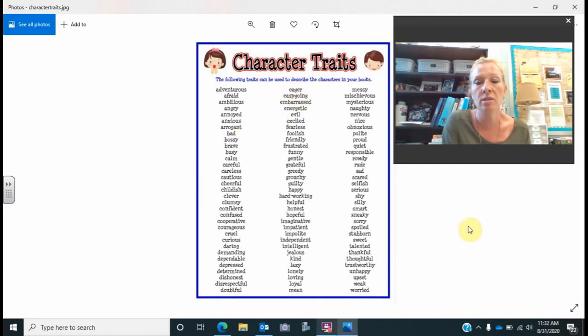Now, character traits are different than our feelings. So a feeling is how you feel like right then and there. A trait, however, describes our personality. So who we are most of the time. So I went through here and I was looking at some and I said, I'm pretty cheerful most of the time. Of course, I will have my bad days, but I'm cheerful most of the time.